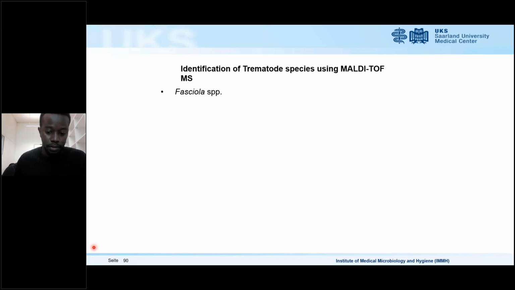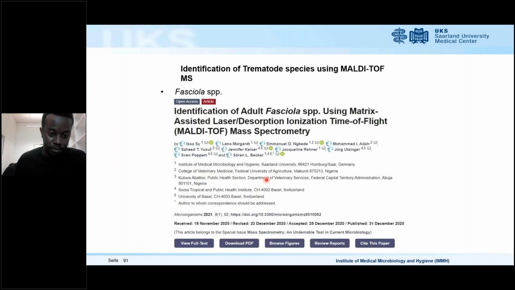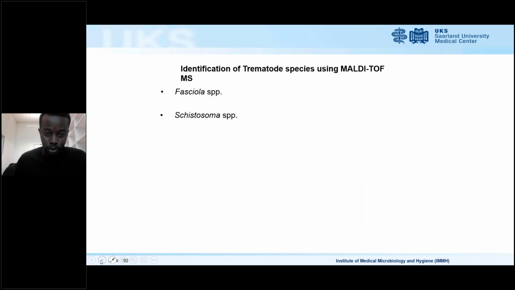The first is Fasciola species, with some data already published in the Microorganisms journal related to the identification of adult Fasciola using MALDI-TOF. And second of all, I will show you some data not yet published related to Schistosoma.